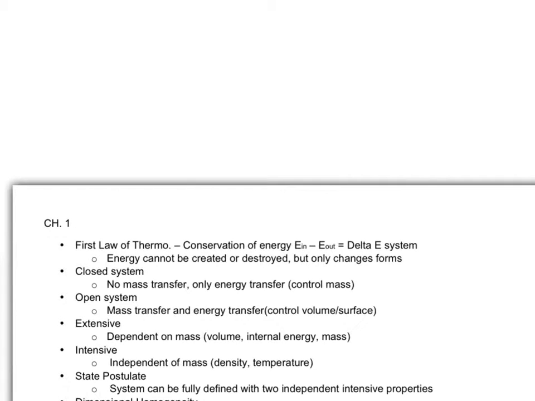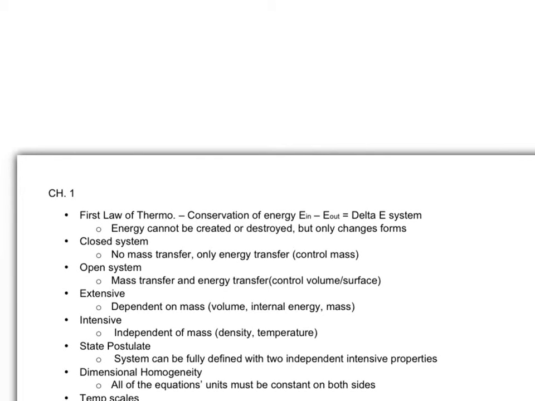Extensive and intensive properties. So the best way to tell if something's going to be extensive or intensive is if you cut it in half, will the number change? So you'll see in the case of extensive properties, it's dependent on mass, like volume, internal energy, mass. So if you were to cut that in half, then it won't have as much of it as it was before. But if you have something that's intensive, like density or temperature, if you cut it in half, then it still has the same density. If you cut a piece of gold in half, it's still just as dense as its other piece of gold.